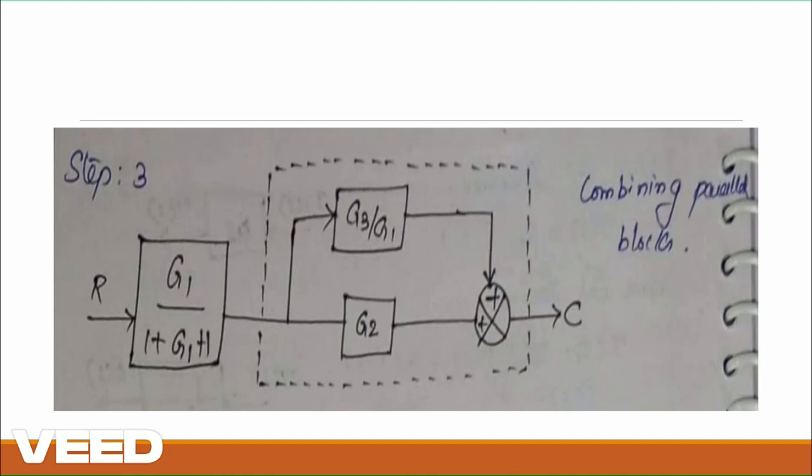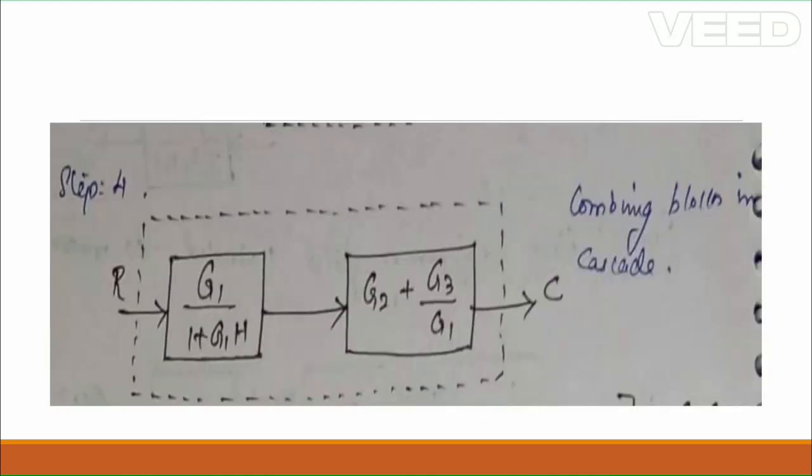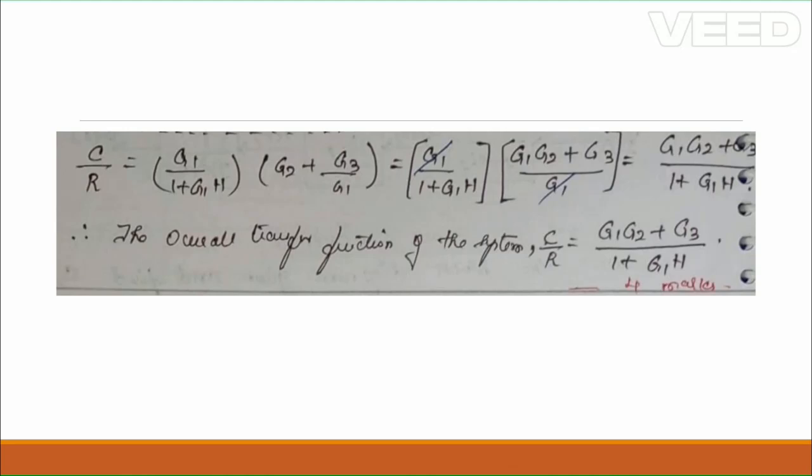Once we do this, G1 by 1 plus G1H, and again we combine. These dashed blocks are in series connection. Then we can simply multiply these two blocks, combining the blocks in cascade. So what do we get? G1 times (G2 plus G3) divided by 1 plus G1H. It simply denotes the overall transfer function of the given system.